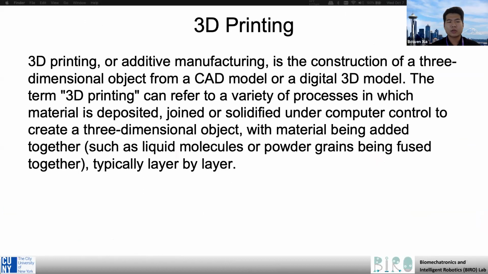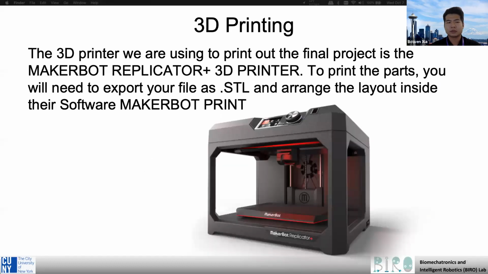And then let's talk about the 3D printing. 3D printing or additive manufacturing is the construction of a three-dimensional object from a CAD model or a digital 3D model. The term 3D printing can refer to a variety of processes in which material is deposited, joined, and solidified under computer control to create a three-dimensional object, with material being added together, such as liquid molecules or powdered grains being fused together, typically layer by layer.